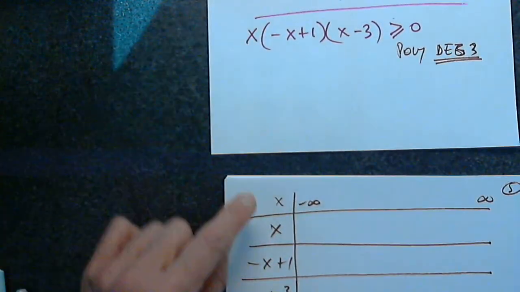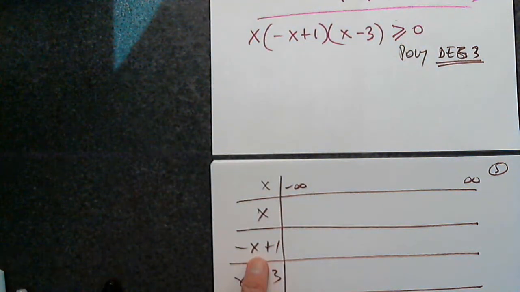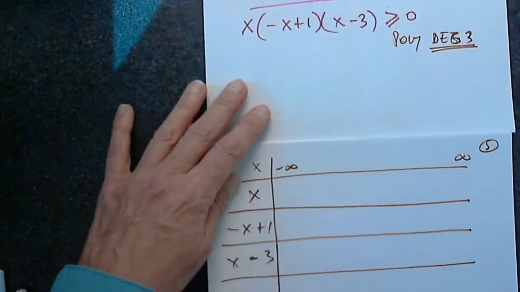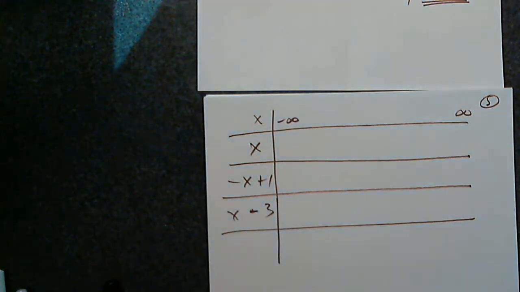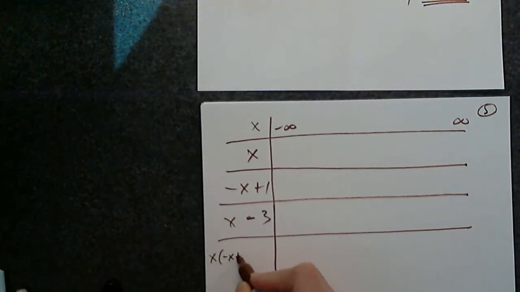So this x is the first factor in the problem. Negative x plus 1 is the next factor in the problem. And x minus 3 is the next factor in the problem. The last row is the product, the whole thing: x, negative x plus 1, x minus 3.